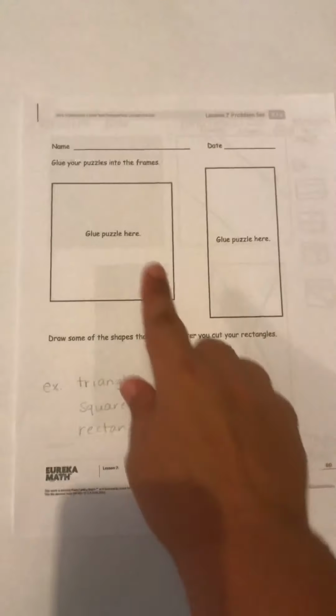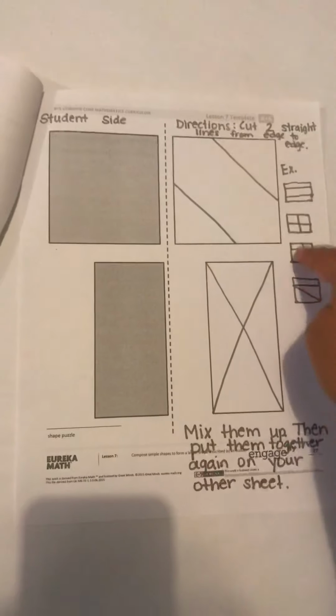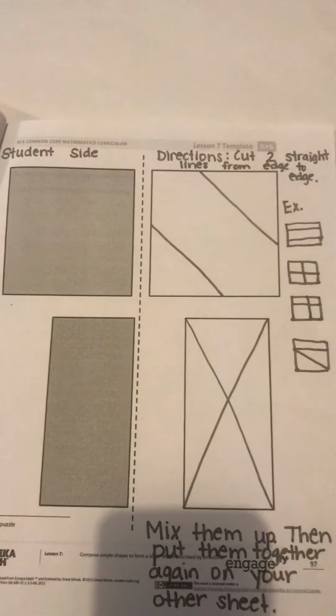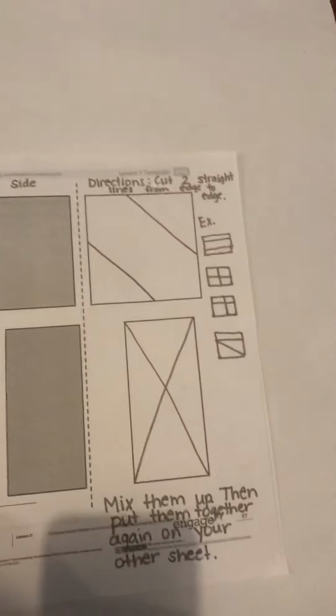Then for your math, you had some puzzles. This is where you glue your pieces. You had this page over here that showed you some different ways you could cut it. You wanted to cut two straight lines from edge to edge. It didn't matter which direction the straight lines were going. These were the sides you were cutting. And then you mix them up and put them over here. And then you draw some of the shapes that you had after you cut your rectangles.